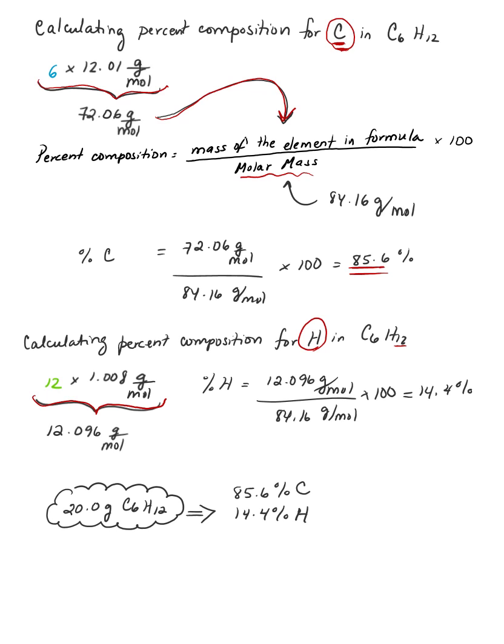So the percent composition for hydrogen will be the mass that's coming from the hydrogen, your 12.096 grams per mole, divided by the total, which is the molar mass for cyclohexane, C6H12. And you get 14.4%.